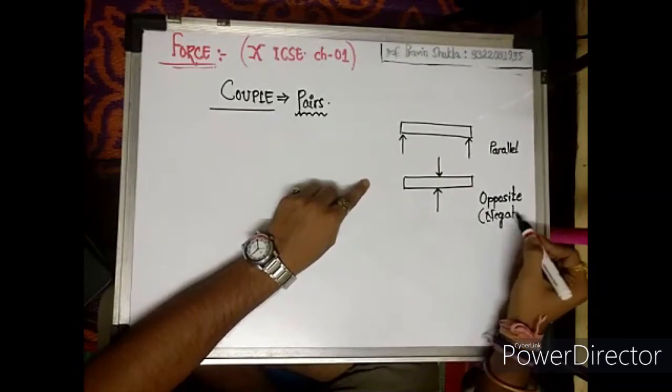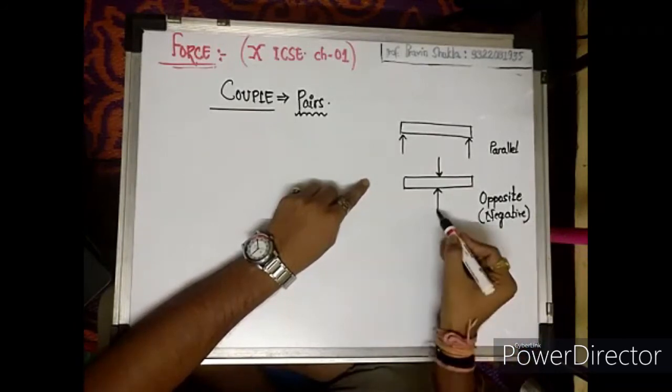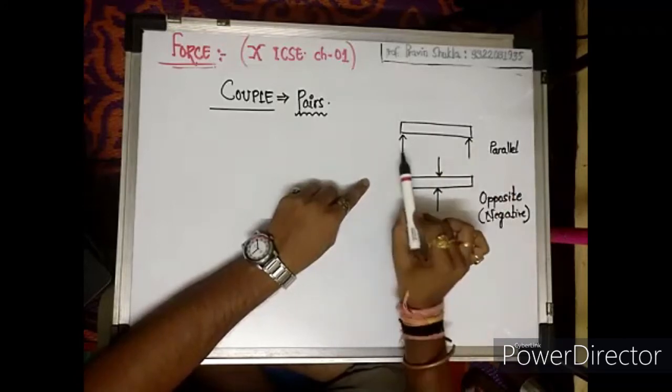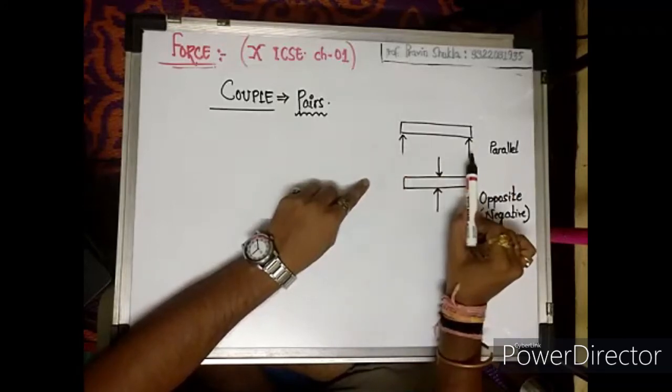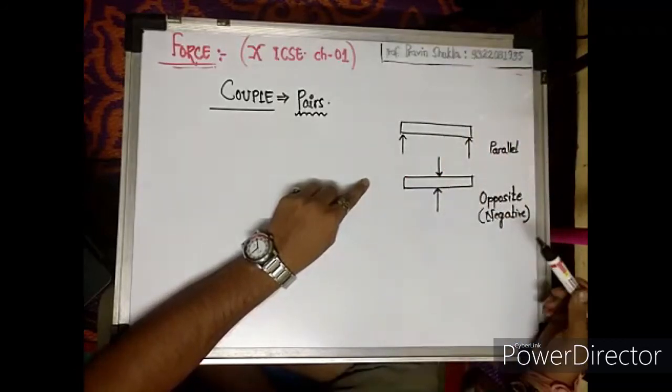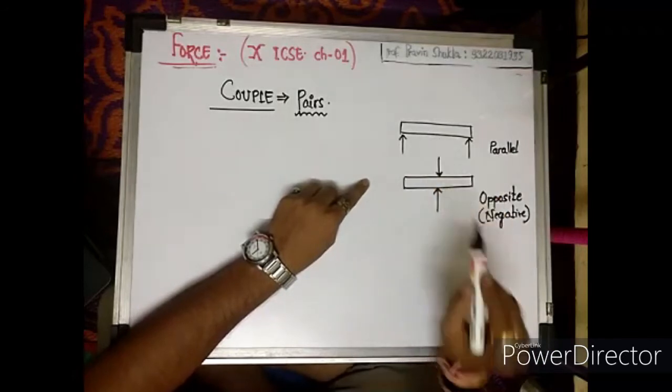So the total force will become zero. If this is plus 2, this will become minus 2 newtons, and both of them will cancel each other. If this is plus 2 and this is plus 2, then both of them will add up to plus 4 newtons. So these are two special cases that we have.